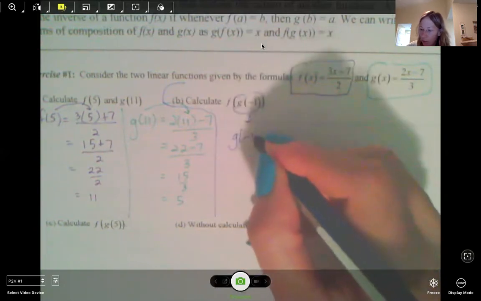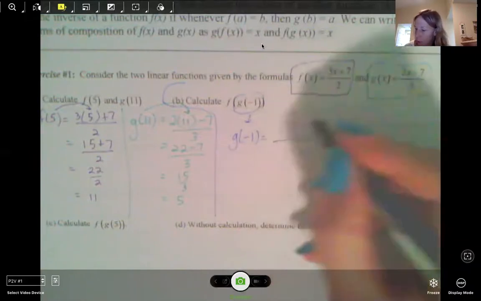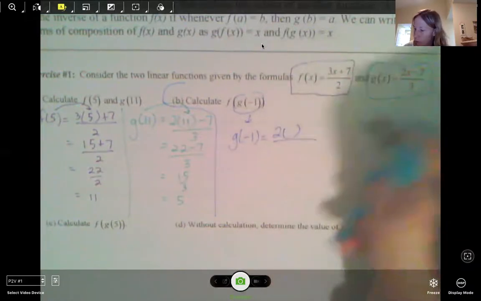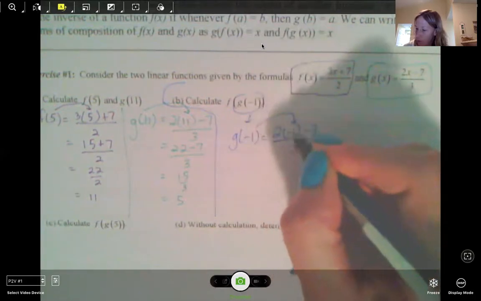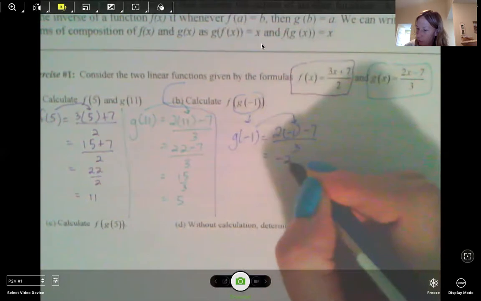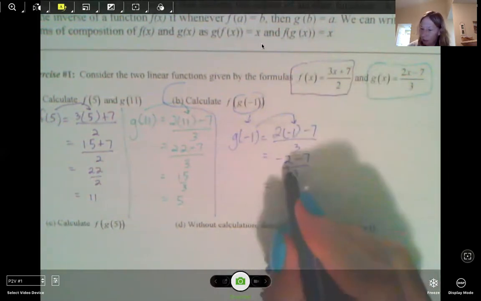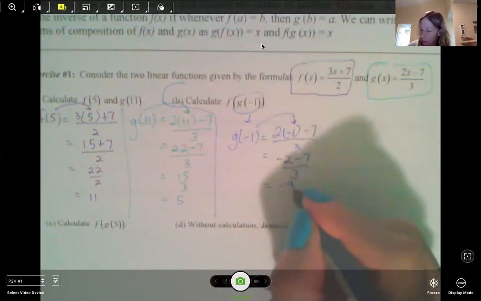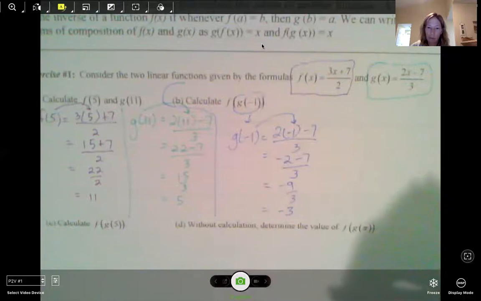So g of -1 equals 2 times our input value minus 7, over 3. So our input is -1. We get -2 minus 7 divided by 3. Just be careful here: -2 and -7 is -9. And -9 over 3 is -3.